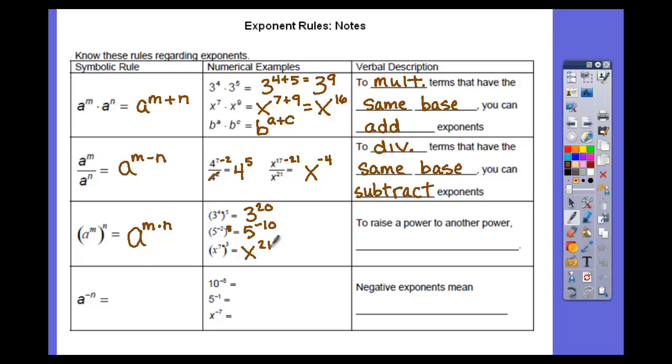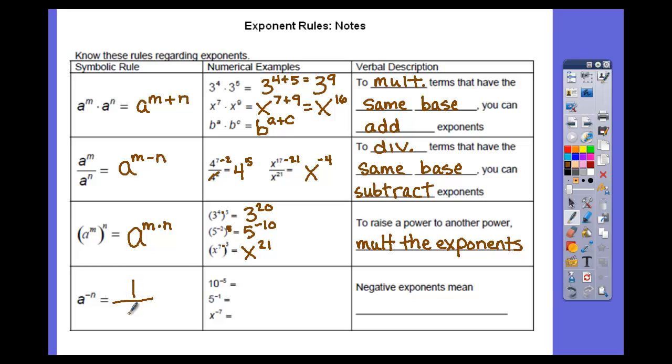Okay? To raise a power to another power, you multiply the exponents.